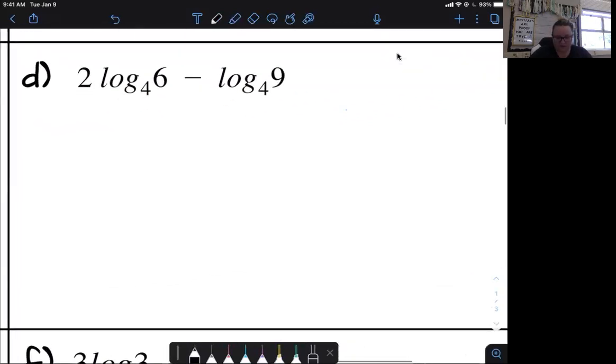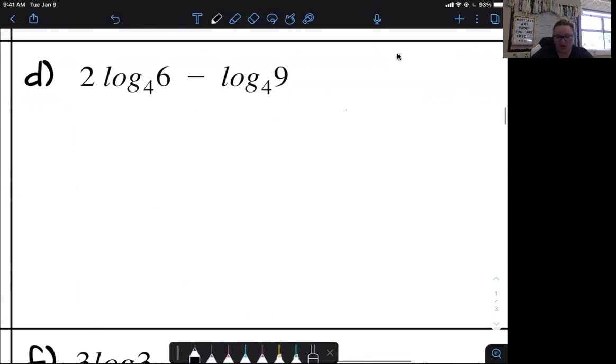All right, now why don't you give this one a shot? So 2 times the log base 4 of 6 minus the log base 4 of 9. Before you can combine these into one log, make sure you bring that 2 back in as an exponent of the 6. Go ahead and finish this problem on your own.